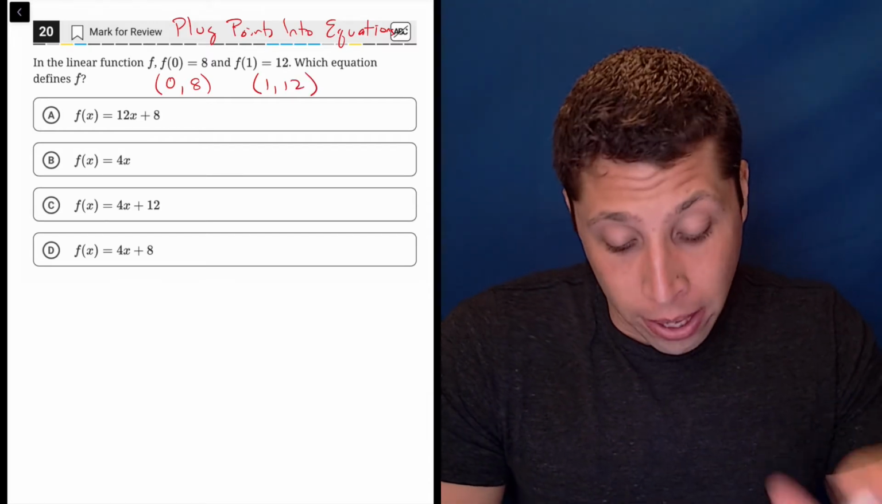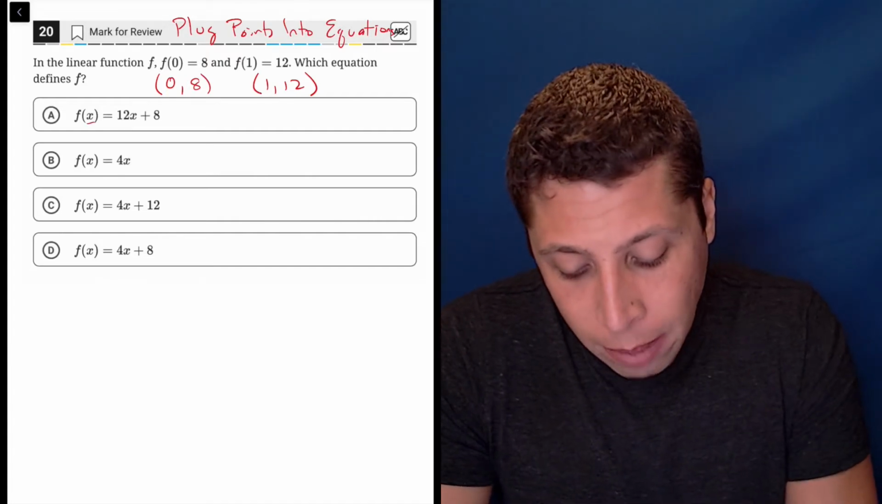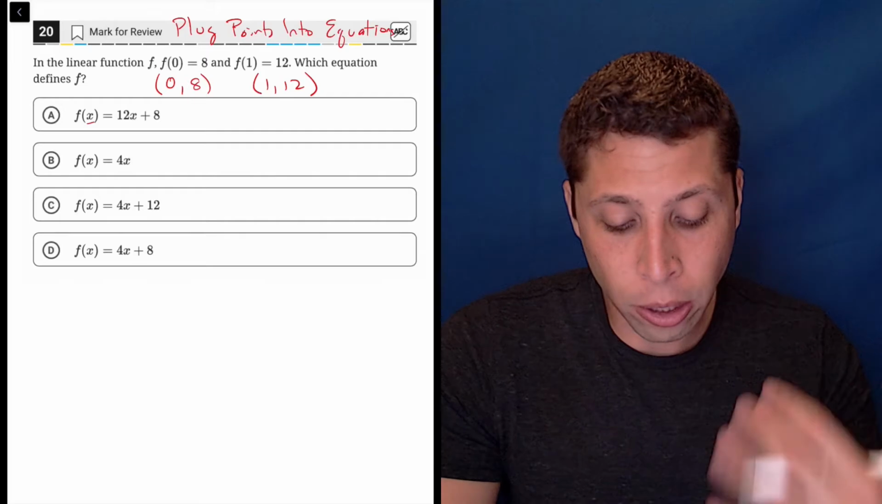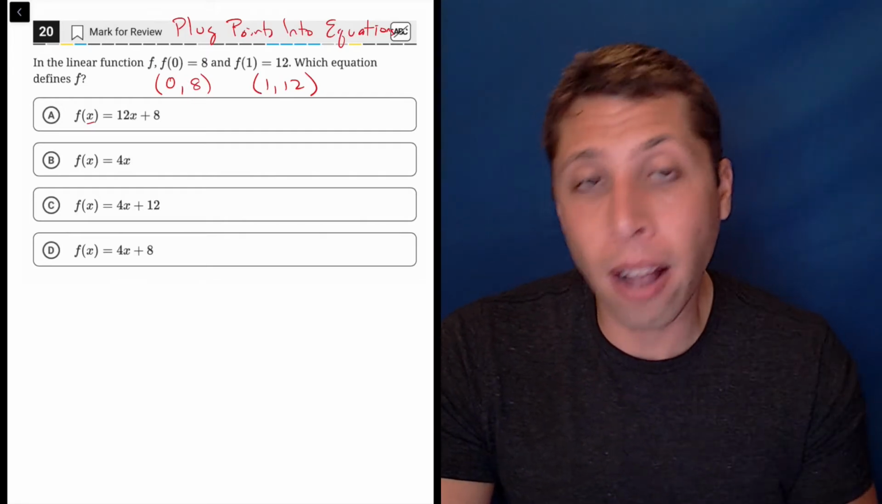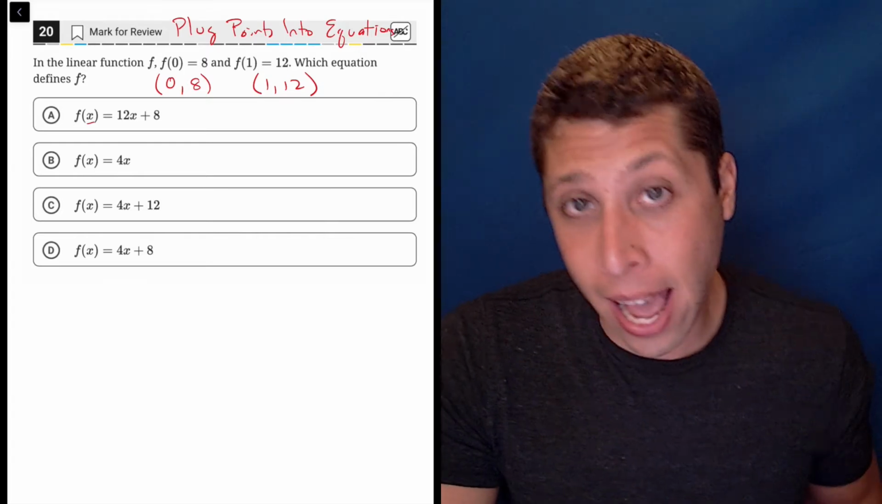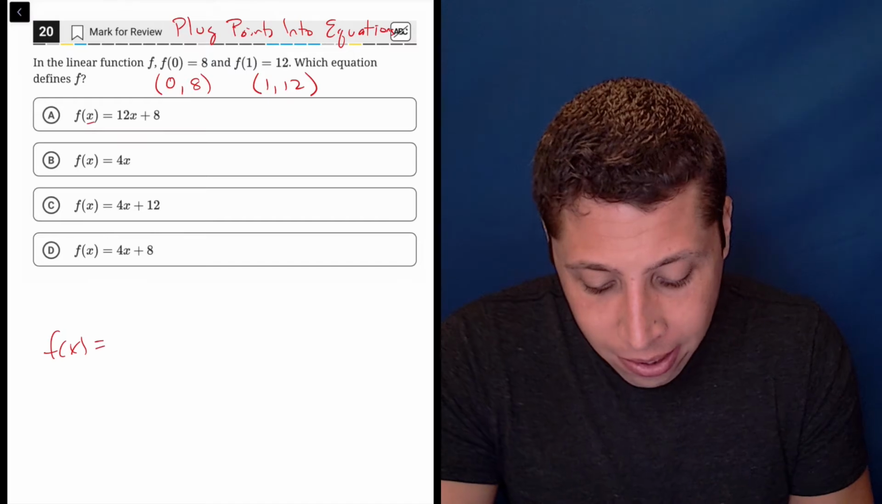It's an x and a y point. Now notice, there's no x or y written with the notation, but if you think about it as f of x, right? Look at where the 0 is. Look at where the 1 is. Those are in those parentheses in place of the x. That's the x.